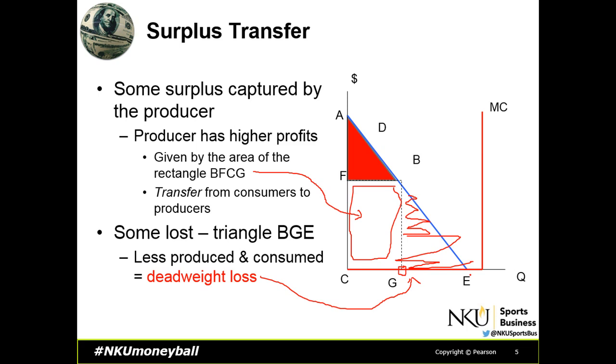All right, so we've got less produced, less consumed. Some consumers don't end up getting their product. There's no economic transaction here. That's why it's called a deadweight loss. So hopefully that helps you.